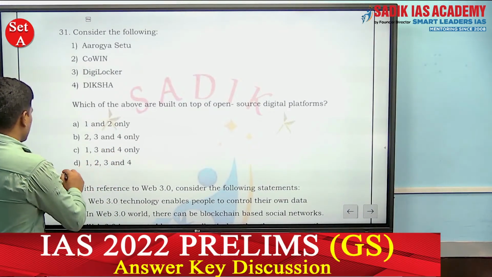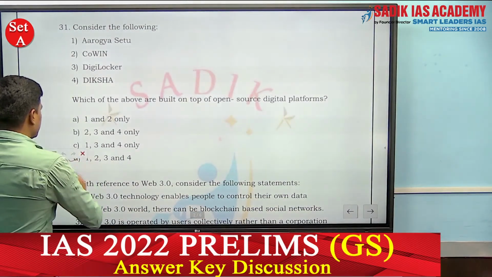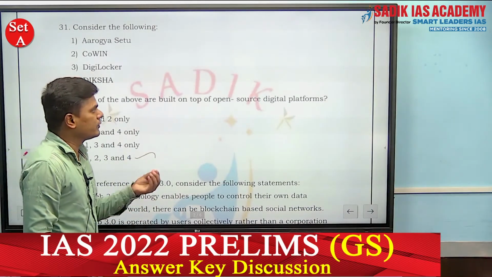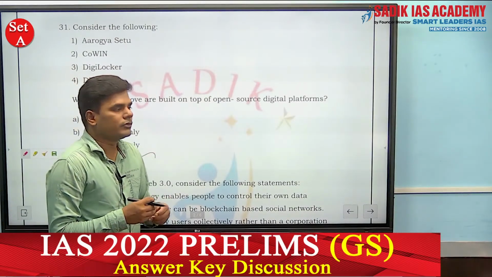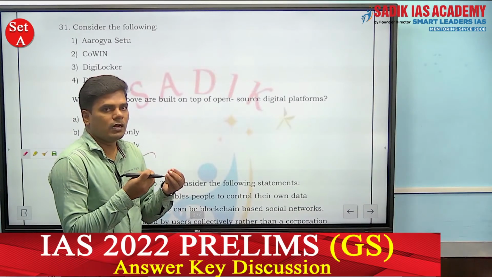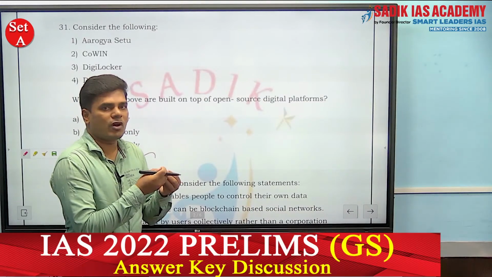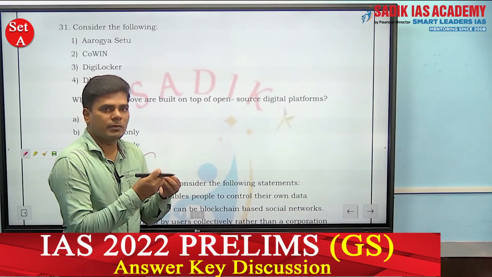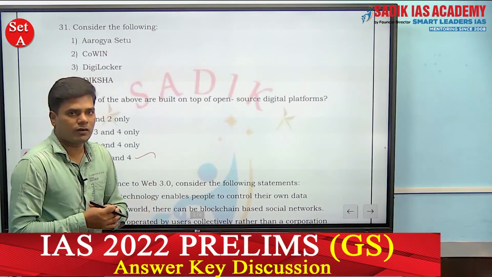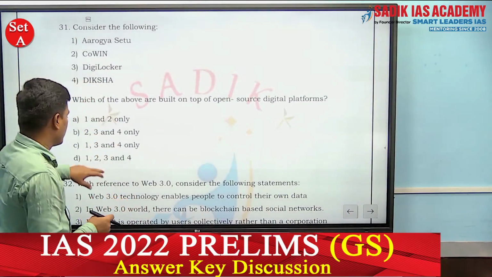So the option for this question is D. This is the correct option for this question. What is this open source digital platform? It is software code. Anyone, anywhere can use this code and modify it as per the requirement. So it is open to anybody. That is the meaning of an open source digital platform. So all these things come under open source digital platform only.